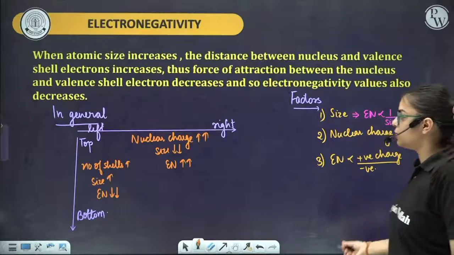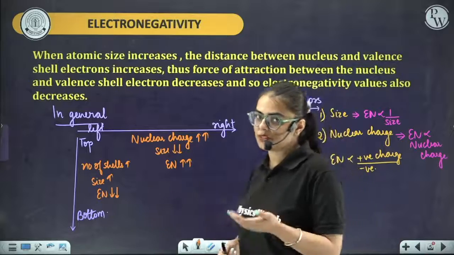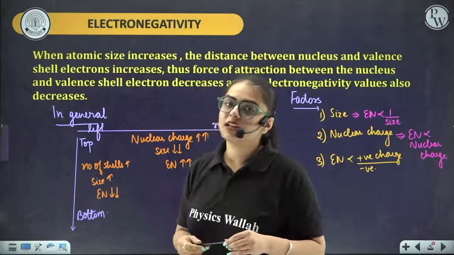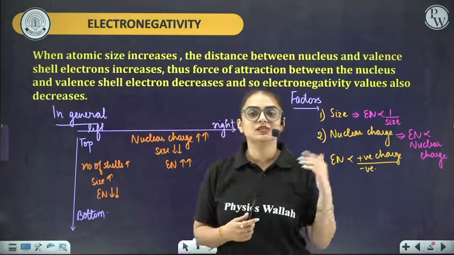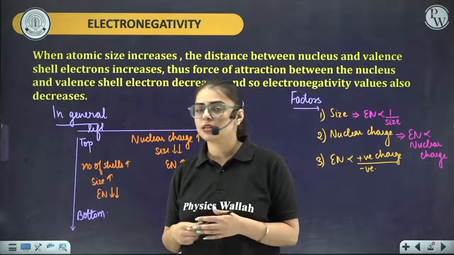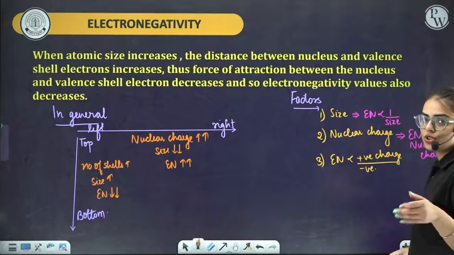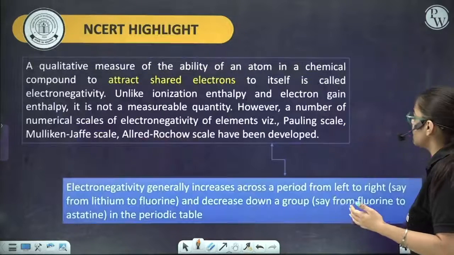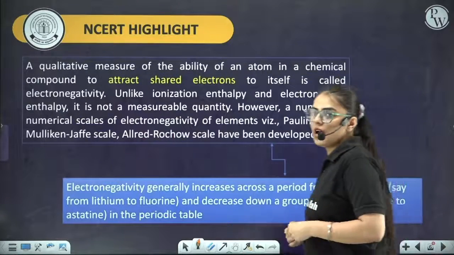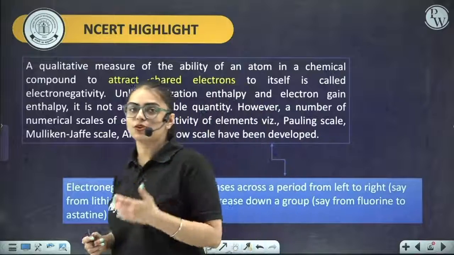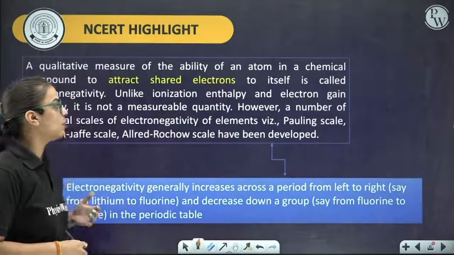Electronegativity, I've already told you, in general depends upon the size only. And yes, we can calculate electronegativity through three scales, Mulliken, Pauling, and so on, right? Among which the Pauling scale is the most appropriate, which is the most commonly used. Okay. Now let us read from NCERT. What are the NCERT highlights for electronegativity?